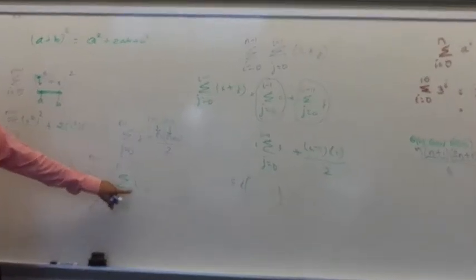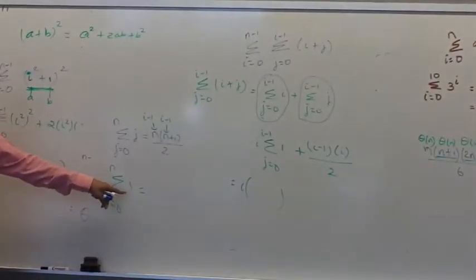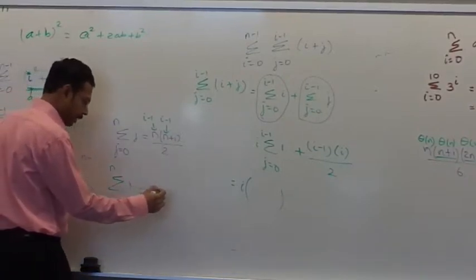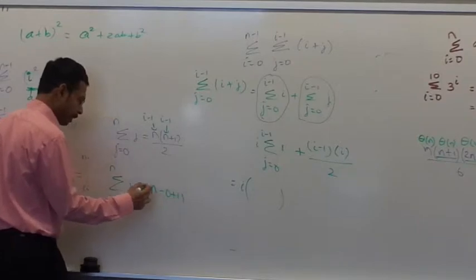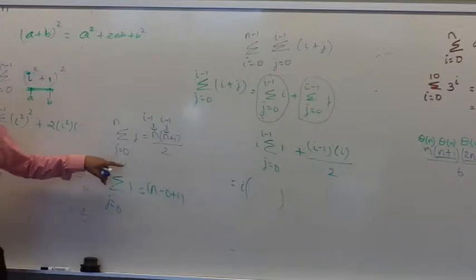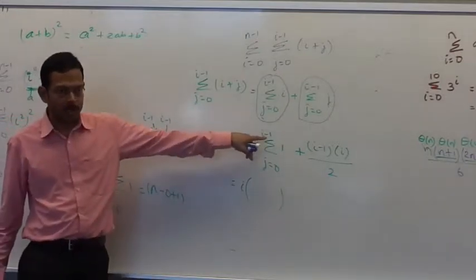We have a 1 here, what does it mean? Or which formula should apply? Upper limit minus lower limit plus 1. Right? So instead of n, we have again I minus 1.